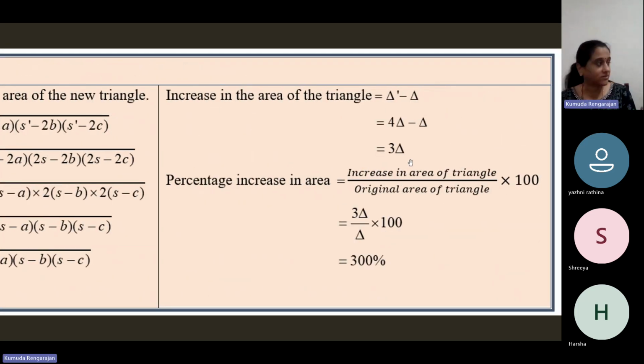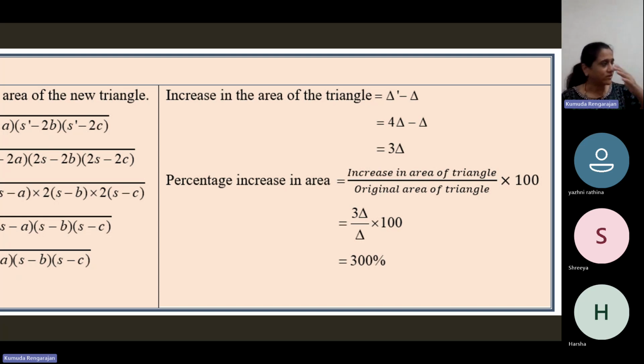3 delta is the increase. And how will you find the increase percentage? Increase by original into 100. That's the formula. Increase is 3 delta by the original area delta into 100. Delta and delta get cancelled. 3 into 100 is 300%. That is the increase.